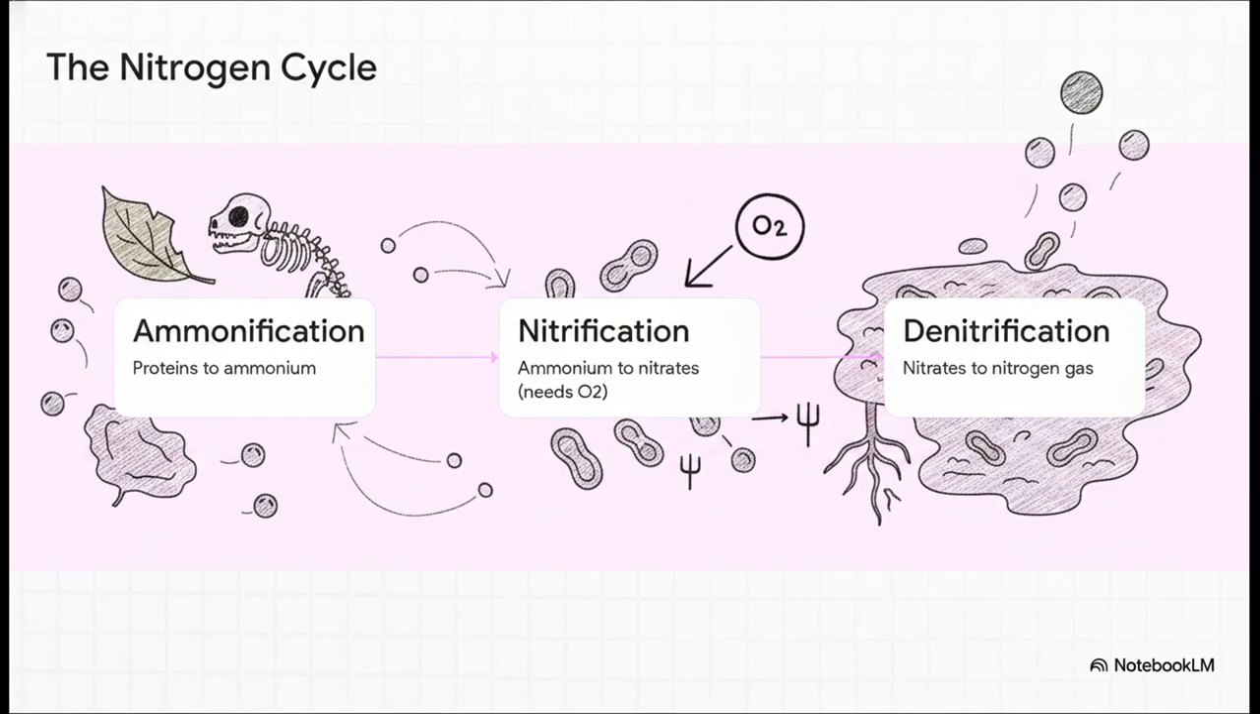Crucially, though, this step needs oxygen. And third, denitrification. Different bacteria turn those nitrates back into nitrogen gas, which floats off into the atmosphere. This last step happens in anaerobic, oxygen-poor soils.